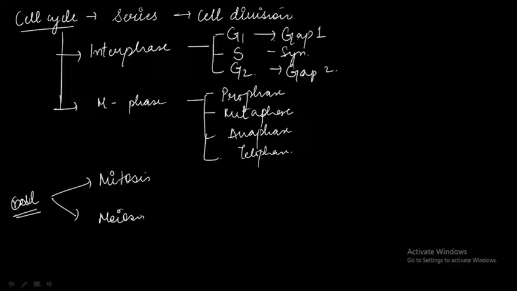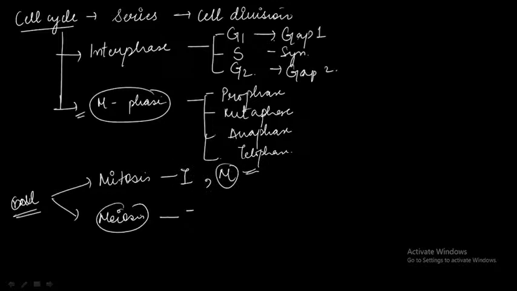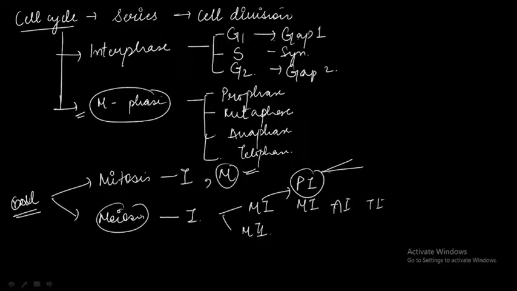In mitosis, all these steps would be similar, but in meiosis it differs. In mitosis, you have interphase and M phase in the similar manner. In meiosis, you have interphase, then meiosis 1, then meiosis 2. Meiosis 1 carries prophase 1, metaphase 1, anaphase 1 and telophase 1.